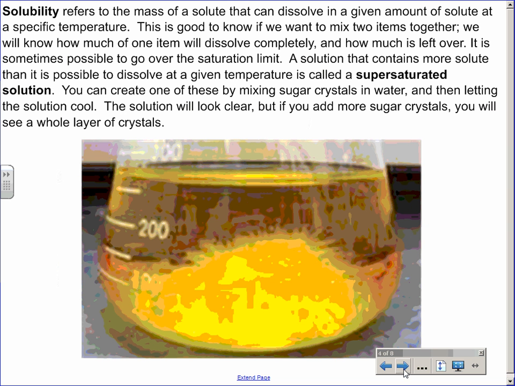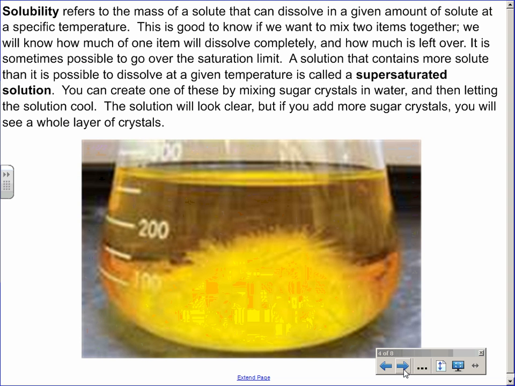Solubility refers to the mass of a solute that can dissolve in a given amount of solvent at a specific temperature. This is good to know if we want to mix 2 items together. We will know how much of one item will dissolve completely and how much is left over. It is sometimes possible to go over the saturation limit.